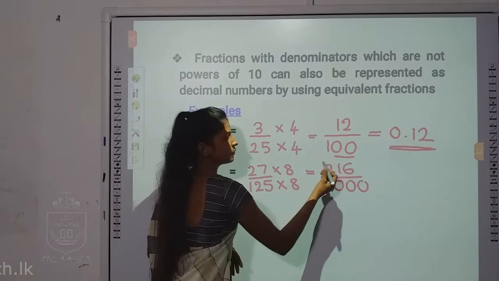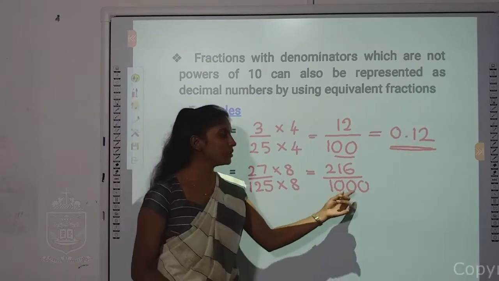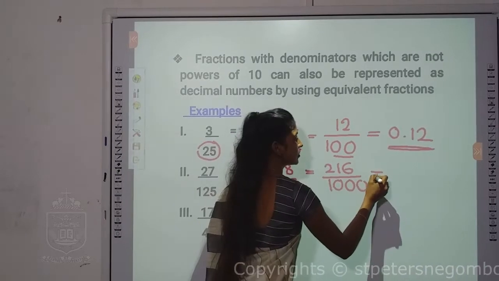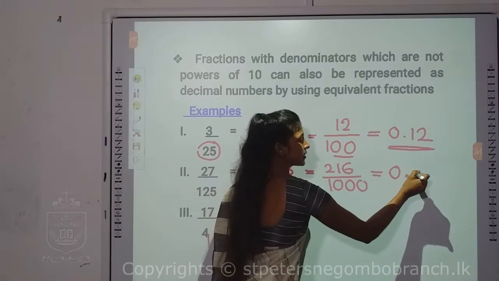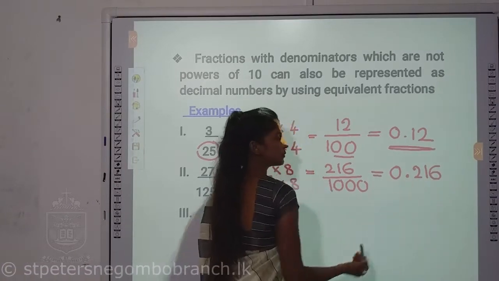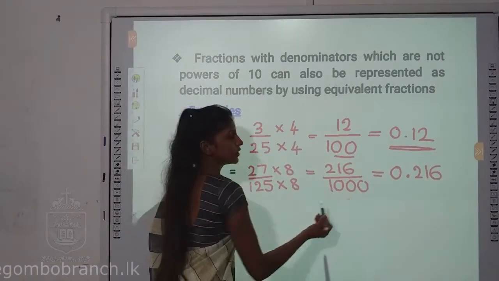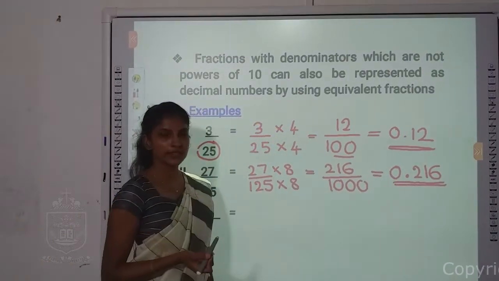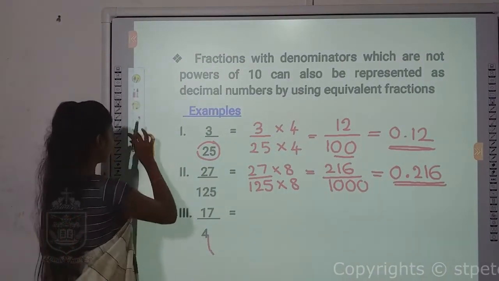So again, when you have a power of 10, count the zeros: 3 zeros, which means 3 decimal places in your answer also. 0.216, 3 decimal places because of these 3 zeros. 0.216 is the answer. Okay, another one here.